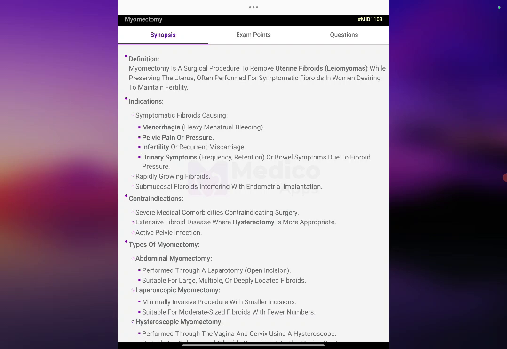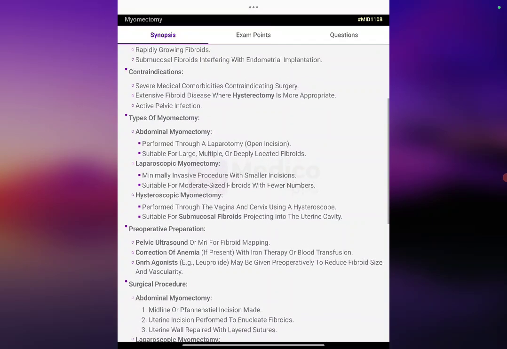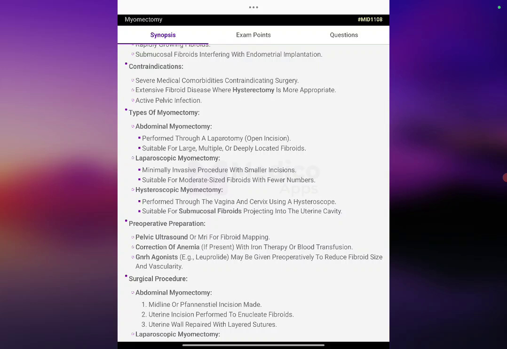Other indications include rapidly growing fibroids and submucosal fibroids interfering with endometrial implantation. Contraindications include severe medical comorbidities contraindicating the surgery, extensive fibroid disease where hysterectomy is more appropriate, and active pelvic infection. Types of myomectomy.